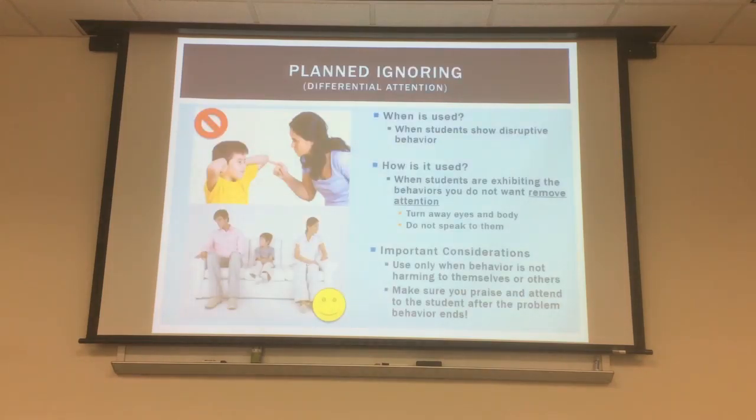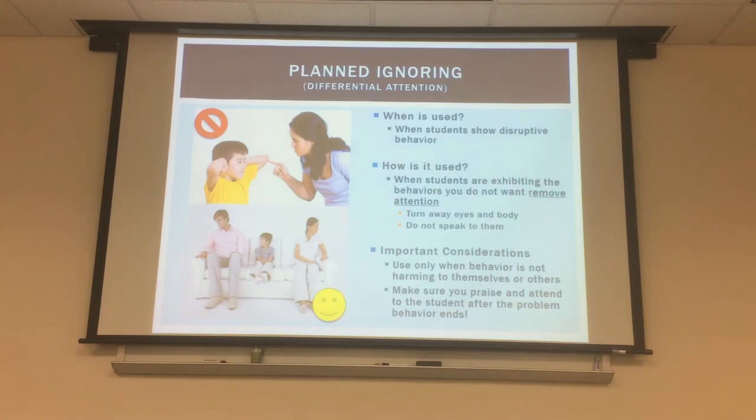Okay, planned ignoring, also known as differential attention, is used for disruptive behavior. You want to remove the attention from the child when they are acting out in any way that's undesirable. That way they don't get a reaction from you, because getting a reaction from you may be what they want. They want that attention, so you want to turn away your eyes and body and not speak to them.